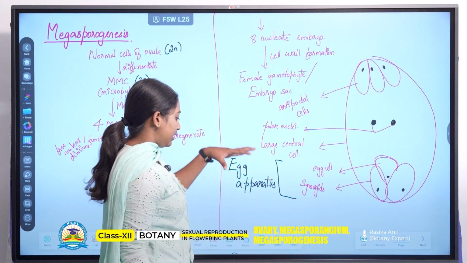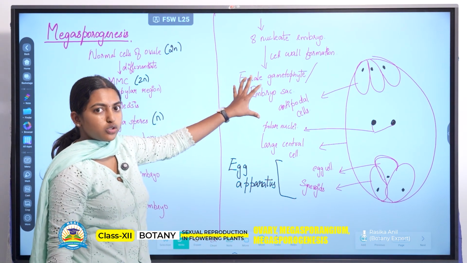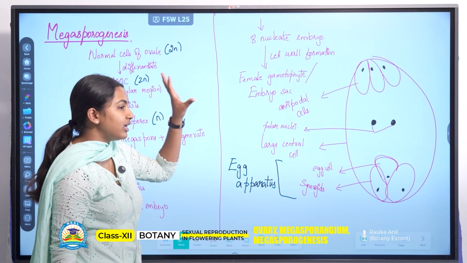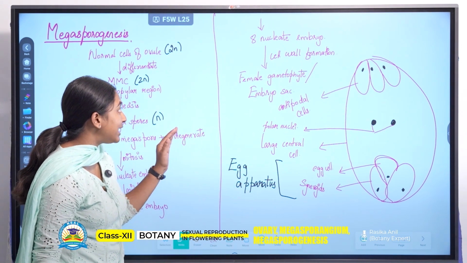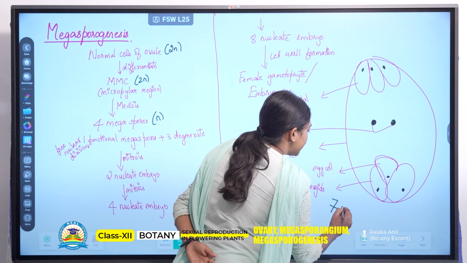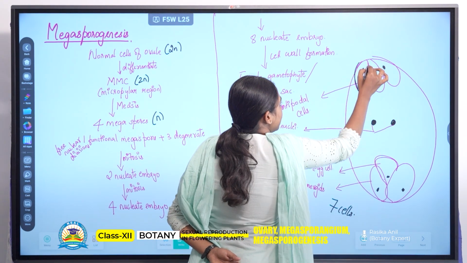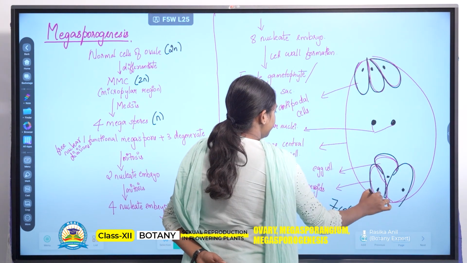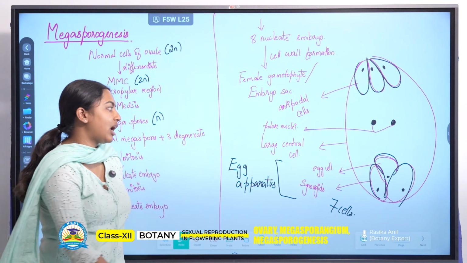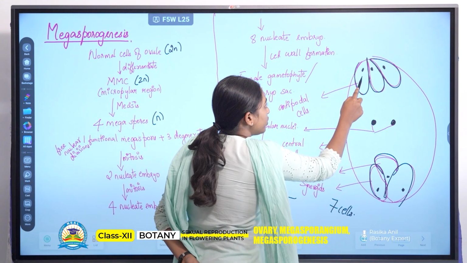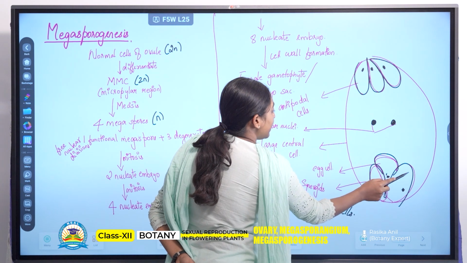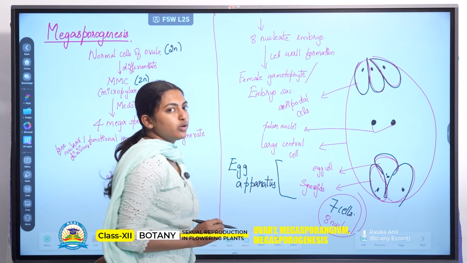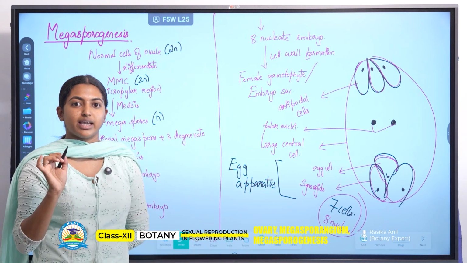Then you have these 3 antipodal cells, which together you call the antipodals. So this is the structure of a matured embryo sac. How many cells does it have? It has 7 cells. What are the 7 cells? 3 antipodals, 1, 2, 3, and 2 synergids, 1, 2, 1 egg cell, and the large central cell. So 7 cells, and how many nuclei? 1, 2, 3, 4, 5, 6, 7, 8. So it has 8 nuclei. A mature embryo sac is 7 celled and 8 nucleate.